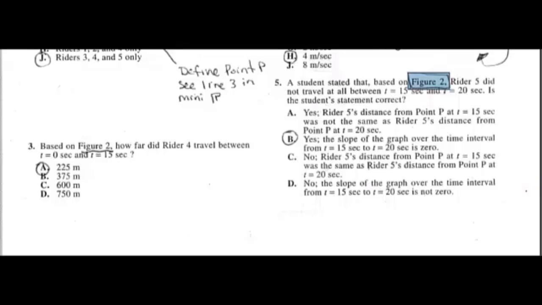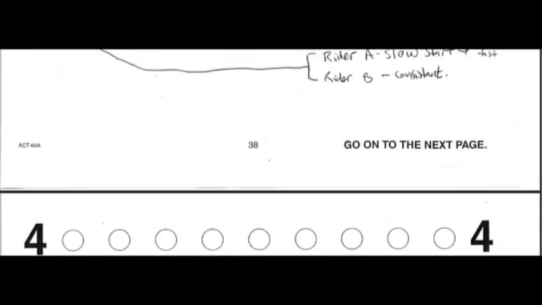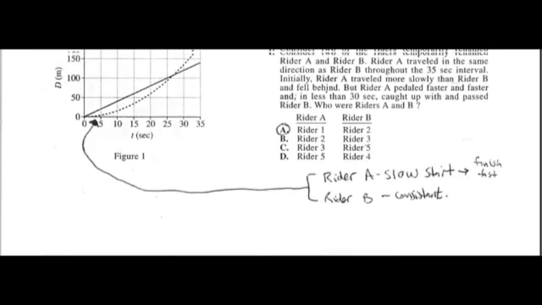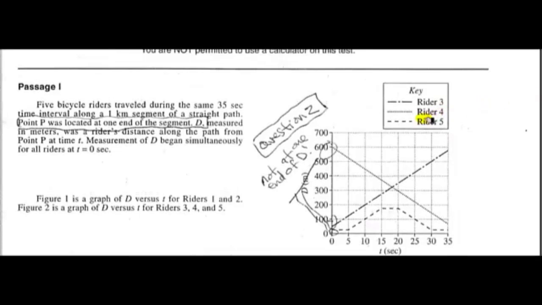So let's go ahead, scroll on up. We go back up to the top here. We're looking at figure 2, and we find rider 5. Rider 5 is here. It's the dotted line, this dotted line here. And we look between 15 and 20 is here. And we see that in figure 2, between 15 and 20 is right here.